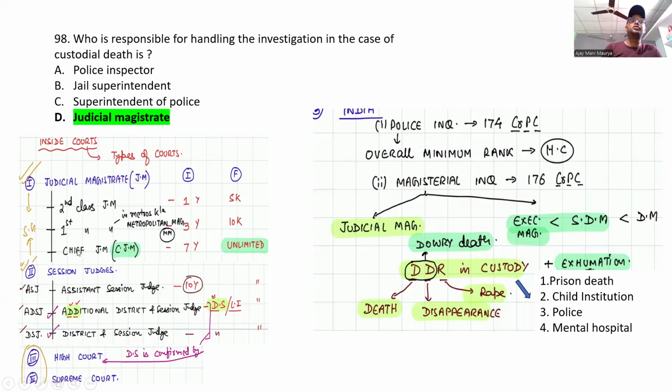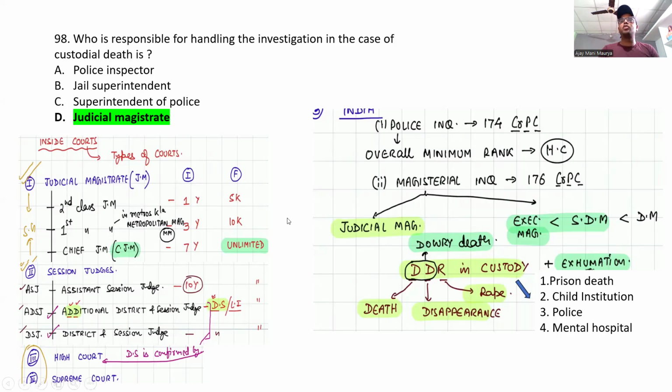This is the Judicial Magistrate, the lowest; the highest is the Supreme Court. Next is the High Court. This is the hierarchy, low to high. Judicial magistrates up to session judges are managed by the state governments, but from the session courts to the Supreme Court, they are by the central government.